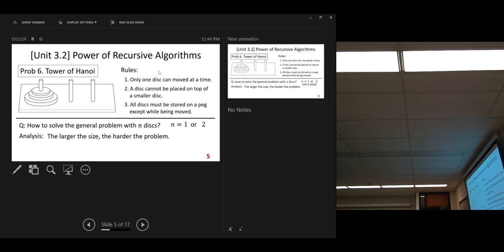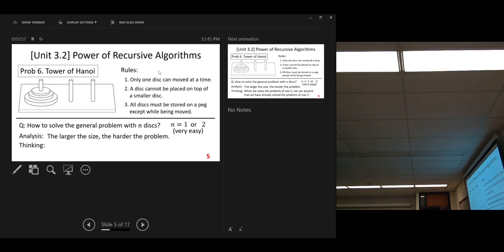Let's try n equals 1 or 2, the two simplest possible cases. N equals 1 is trivial. How about n equals 2? Also pretty easy, right? That's our base cases. When we do recursion, we need to have base cases. So we have the 2 base cases. But now let's increase the size.